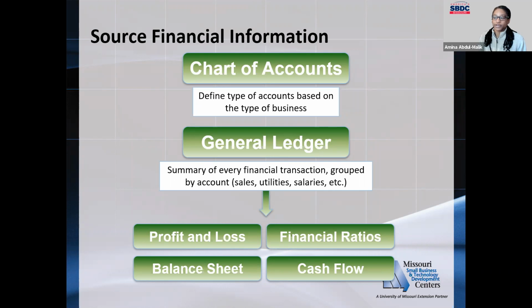Now, from the general ledger, you create these different financial statements, as well as get different types of financial information. So from the general ledger and the chart of accounts, you get your profit and loss statement, you get your balance sheet, you're able to calculate your financial ratios, and you're also able to create a cash flow statement. Now, we're not going to talk about the cash flow statement today.